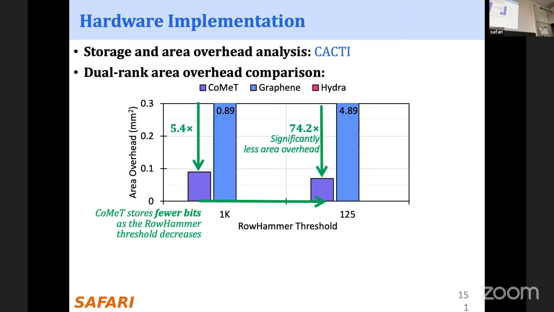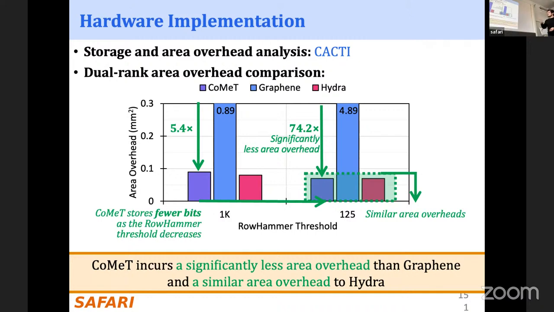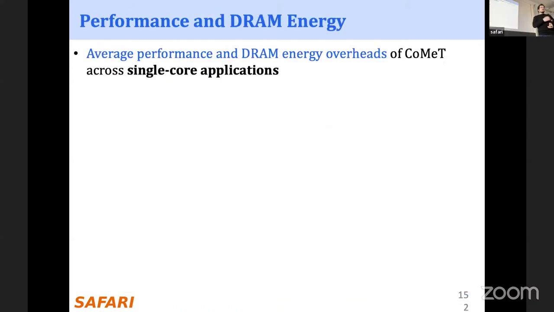And now, if you compare CoMeT to Graphene, especially at low RowHammer thresholds, you see that it has significantly less area overhead. And Hydra's area overhead behaves similarly to CoMeT. Its overhead reduces as the RowHammer threshold reduces. So the takeaway here is that CoMeT has significantly less area overhead than Graphene, and similar area overhead to Hydra. But how does it perform?